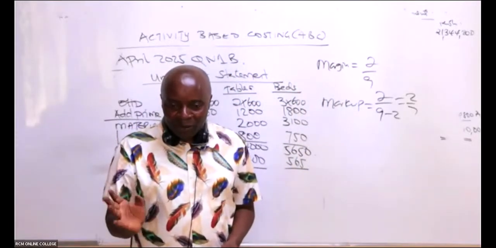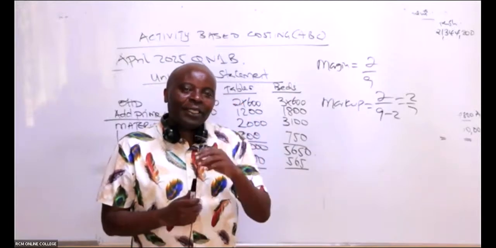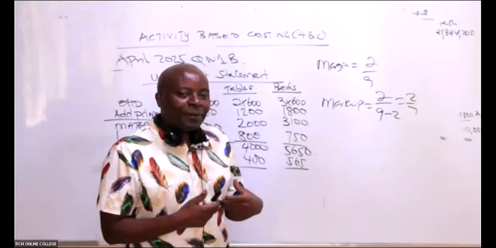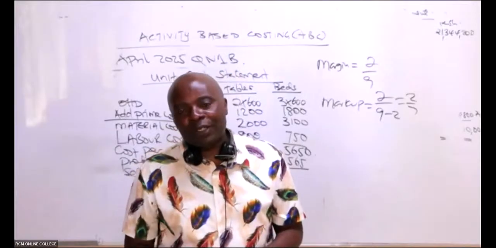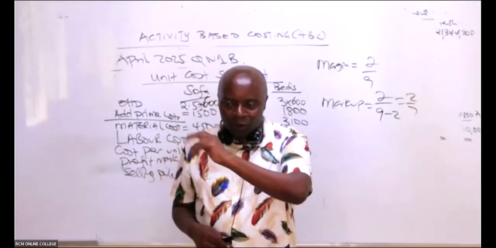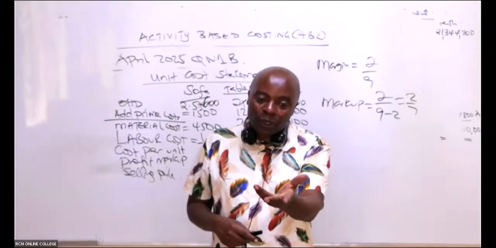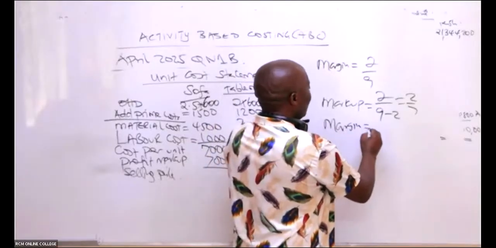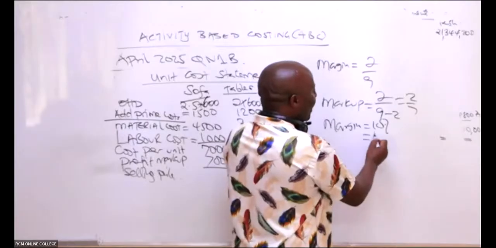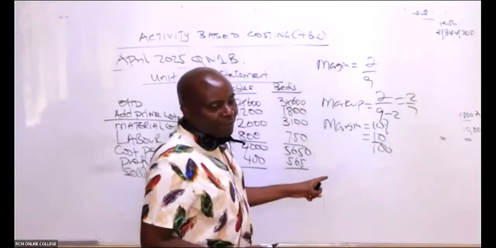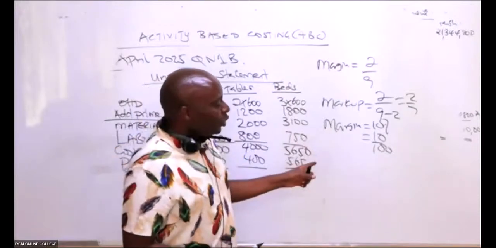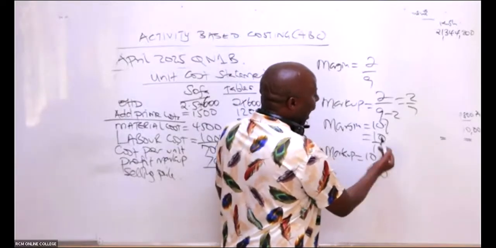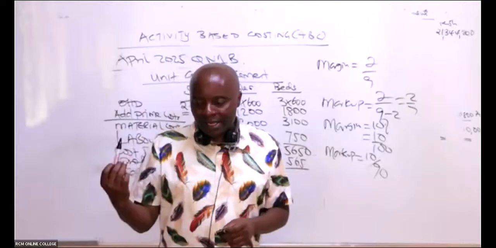And if you look at your past papers, they'll give you costs, but in the additional information, they'll tell you that margin is 10%. I'm an economics student. I know at the end of the day, margin can never be multiplied with cost. It's markup that can be multiplied with cost to get profit. So if margin is 10%, which is the same as 10 over 100, then markup will be 10 over 90, which is the same as 1 over 9.